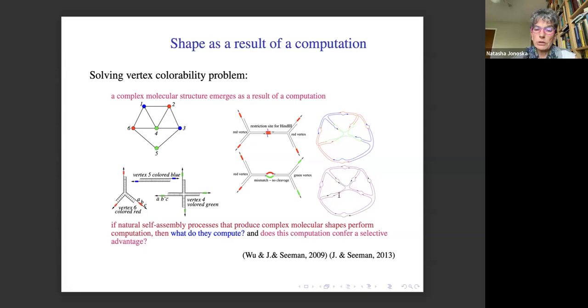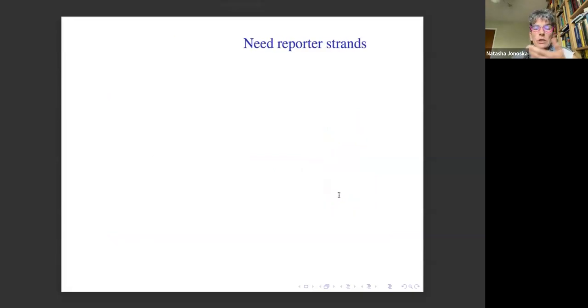So what came out of this is, well, okay, this design is nice, and I can find this strand, which I call the reporter strand. Does every graph have a reporter strand? I need reporter strands in some sense if I want to design 3-dimensional structures and be able to show that those 3-dimensional structures indeed exist.